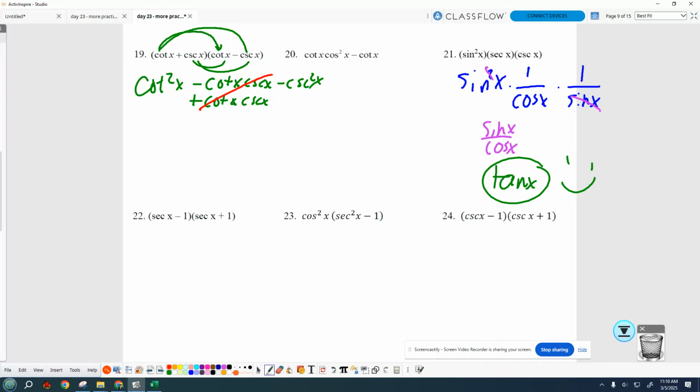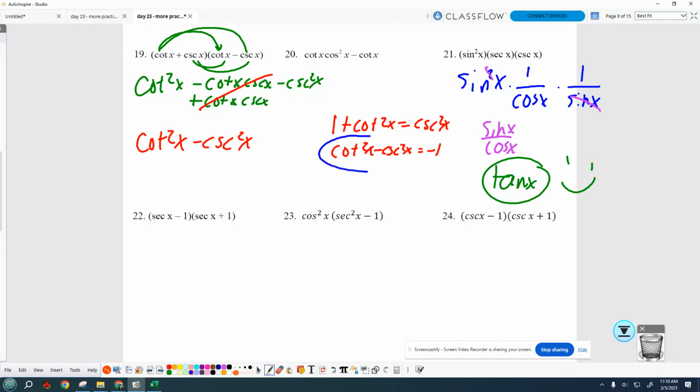Negative blah, blah, blah, positive exact blah, blah, blah, they go away. All right. And now we have to remember the trick that Eliza did. She said, I know this identity. And then subtracting cosecant squared and subtracting 1. So I'm going to get rid of that stuff and put it on the other side.